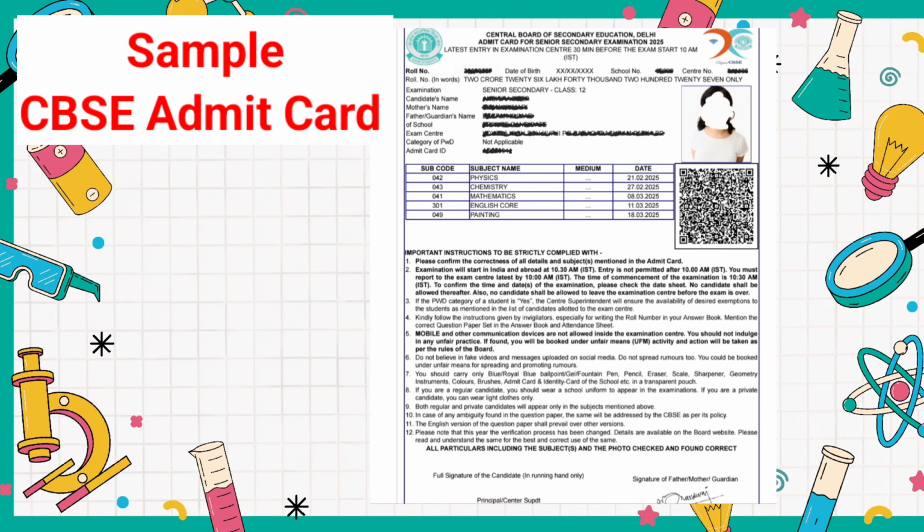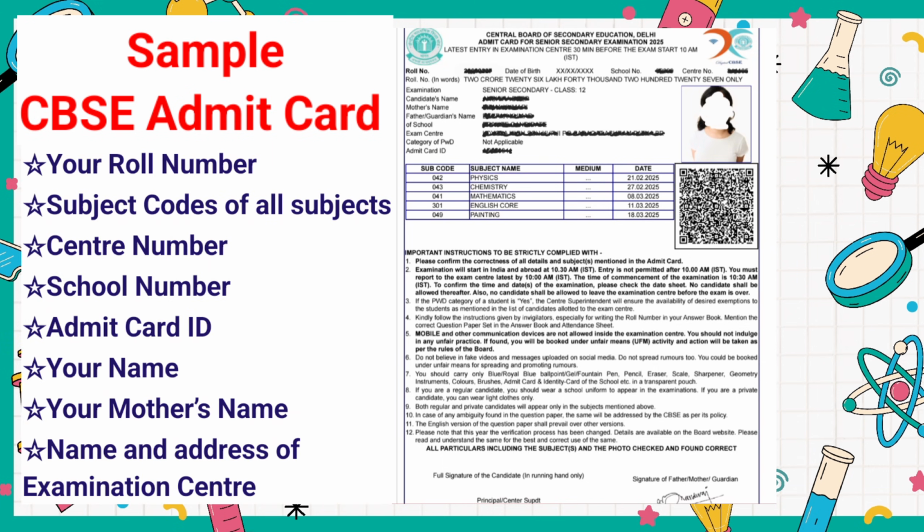Now your admit card will look very similar to this and it contains lots of important information like your roll number, which is present here, then date of birth, which you already know, then your school number, your center number, then here your class for which you are appearing, then your name, your mother's name, father's name, examination center number, then your subject with subject code. All the subjects for which you are appearing are given here.